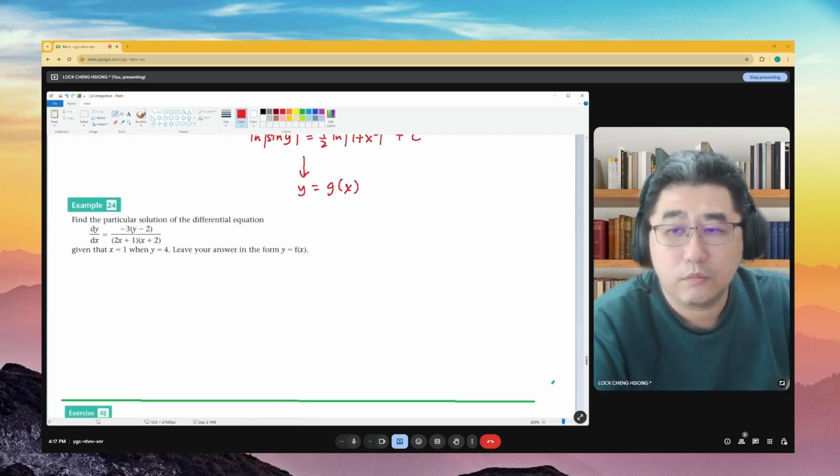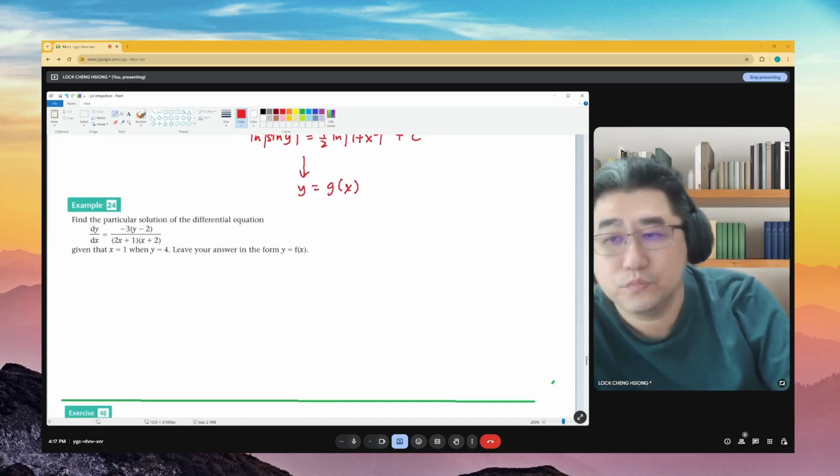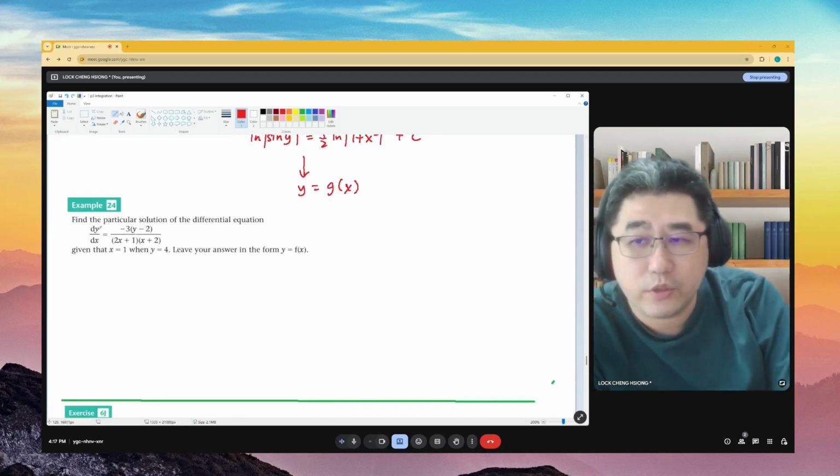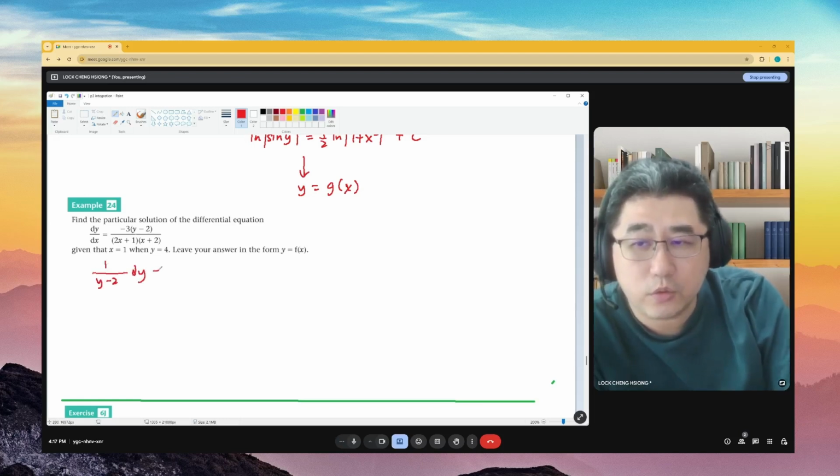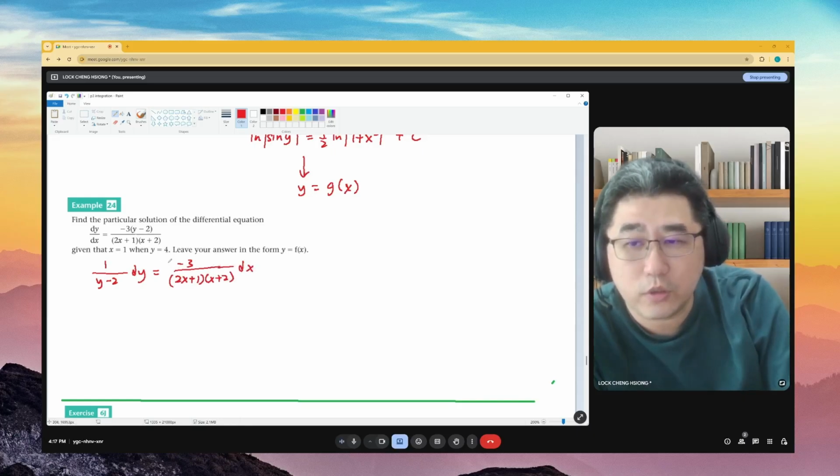Okay, next example. Let's see. So I have dy/dx equals negative 3(y minus 2) over (2x plus 1)(x plus 2). Okay, so I have 1 over y minus 2 dy equals negative 3 over (2x plus 1)(x plus 2) dx. So integration.